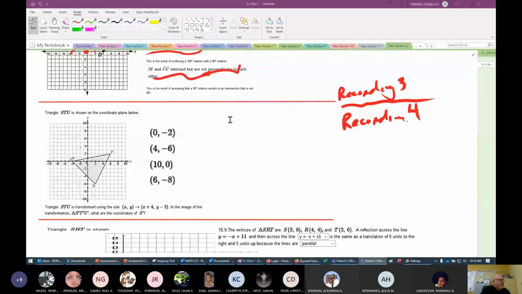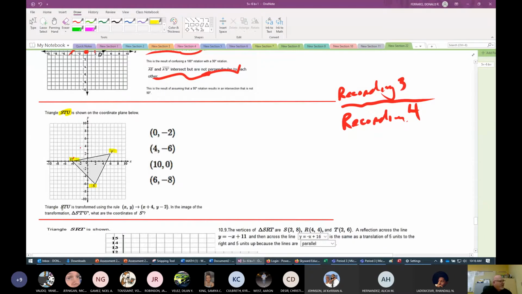All right, so we're moving on to problem number 8. This one is pretty simple. We've got triangle STU right here. It's shown in the coordinate plane below. So you got S, you got T, and you've got U.